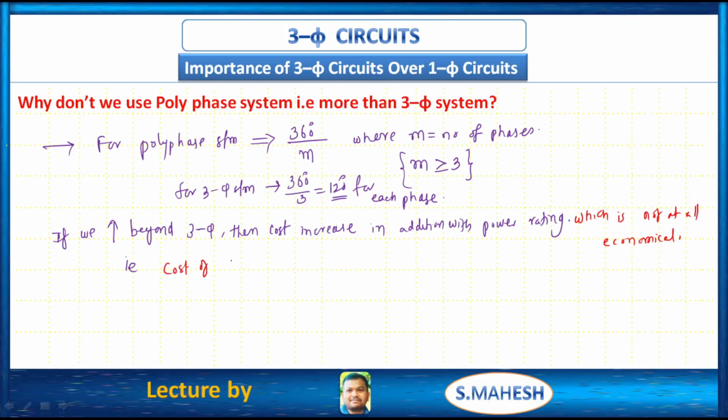That is the cost of, for example, a polyphase system is more than the cost of a 3-phase system.